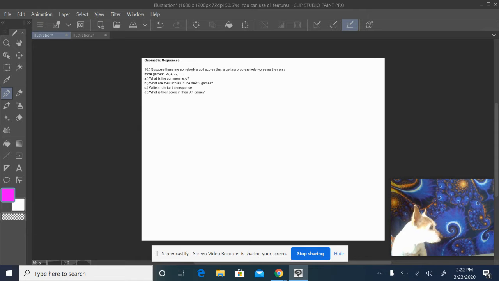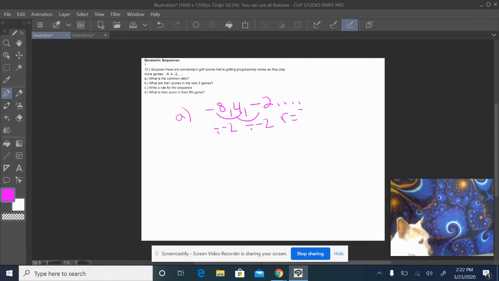So if their scores are -8, 4, -2, then my common ratio is what's changing? What's the ratio between these? So I would divide by a -2 each time, but I want to put that in terms of multiplication. So r is going to be equal to -1/2. So that's my common ratio since it's a geometric sequence, and my terms are differing in terms of what ratio.